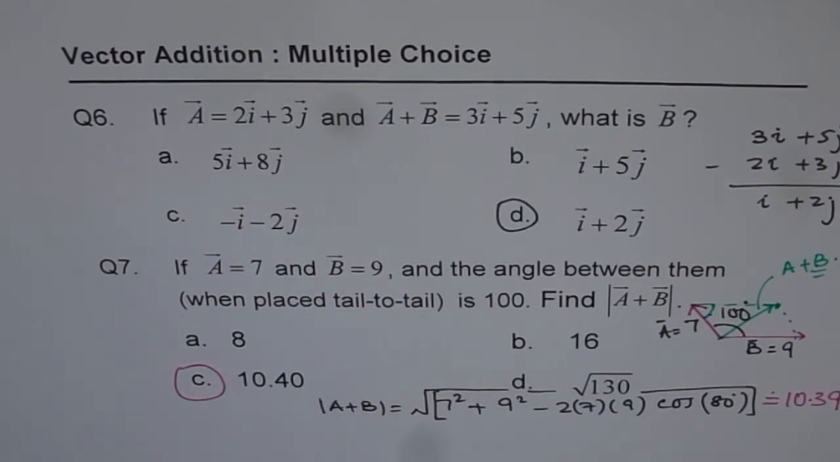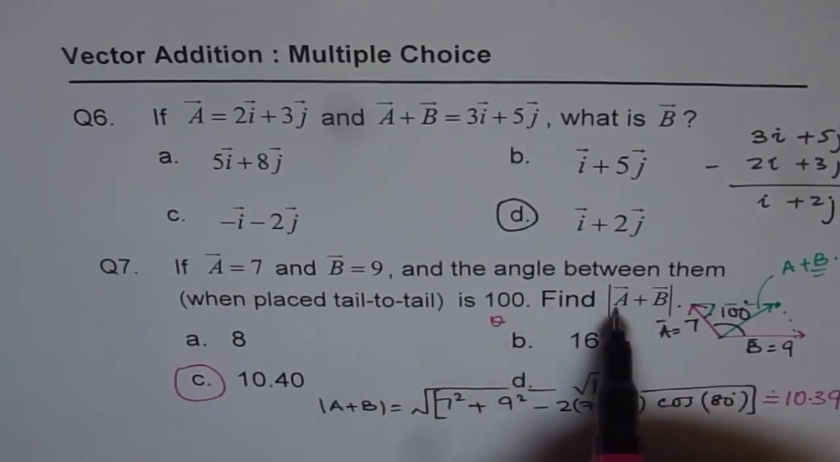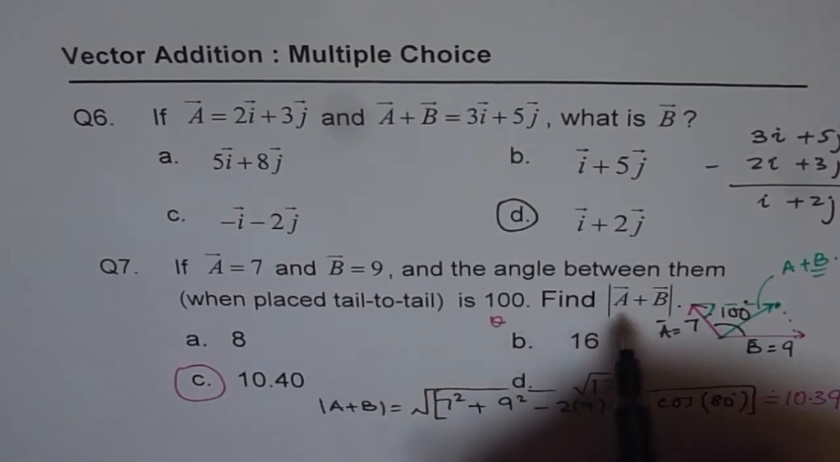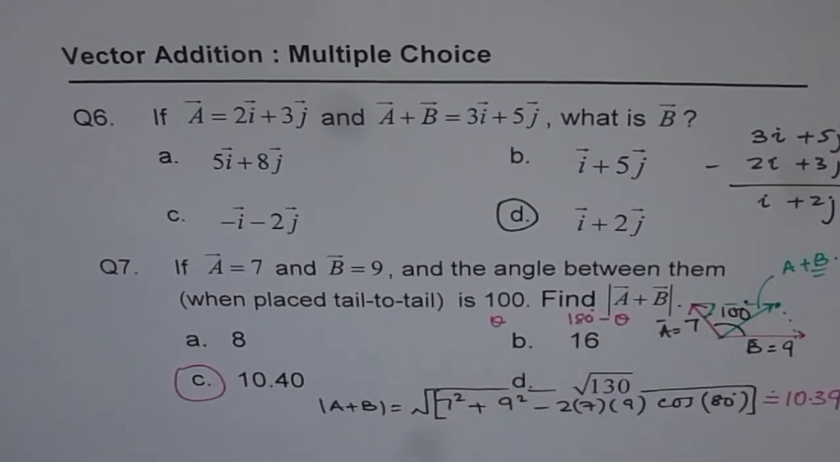So the important thing here to remember is that when they are placed tail to tail and the angle is given to us, let us say the angle is theta, when you are adding your vectors, in that case the angle should be 180 degrees minus theta. That's the key issue. Okay, use cosine law and find the answer.